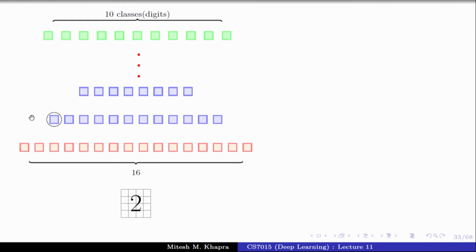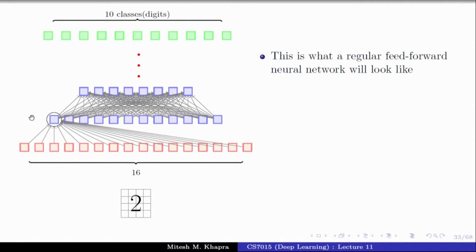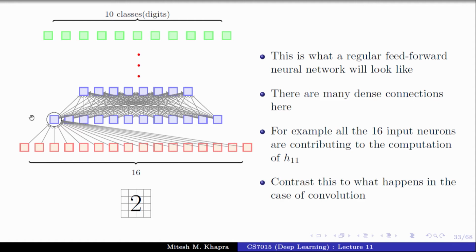Now focus on this one pixel here in the hidden layer, the first pixel in the first hidden layer. How many inputs does it depend on? All the 16. So this is a very densely connected neural network, where every output in the next layer depends on every input in the previous layer. Is this the situation in a convolutional neural network? Every pixel depends only on the neighborhood. Let's try to understand that. This is what a feed-forward neural network would look like for this problem. There are many dense connections here.